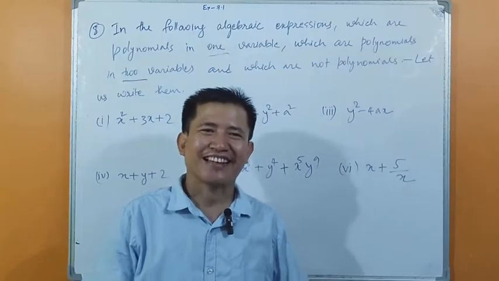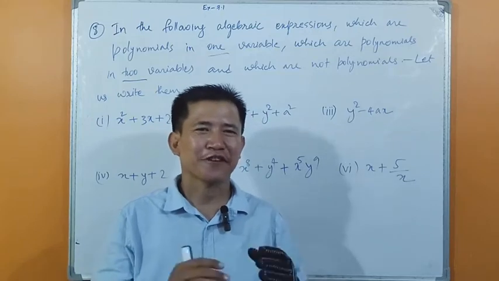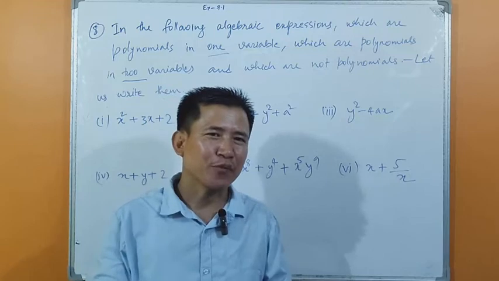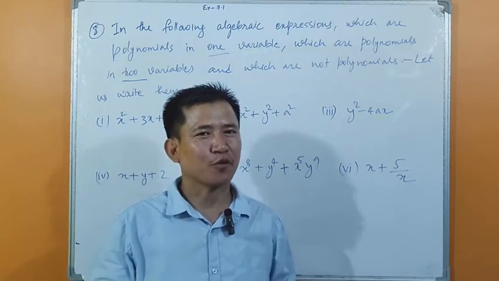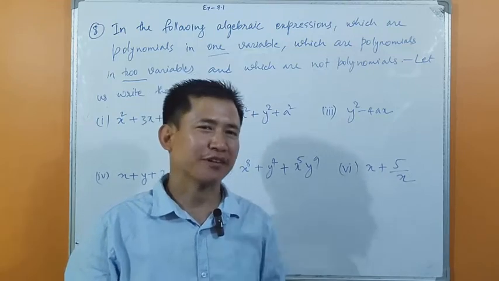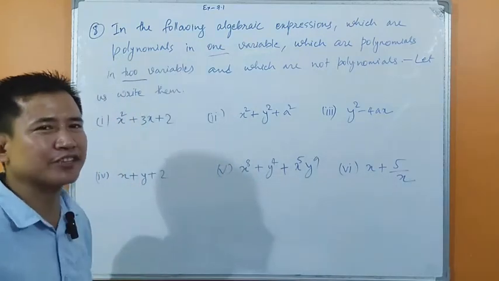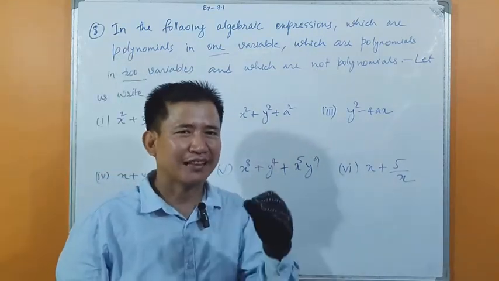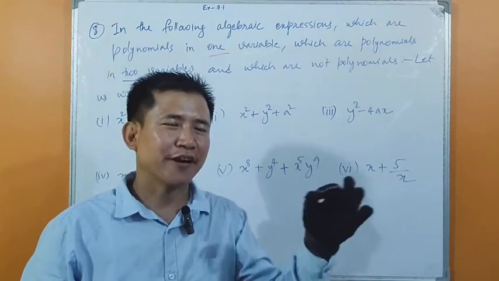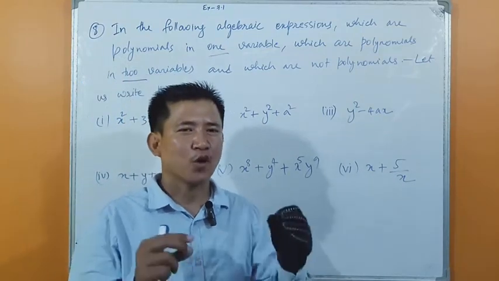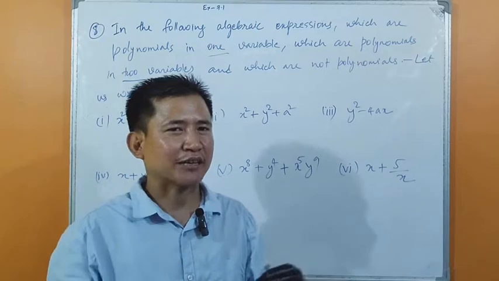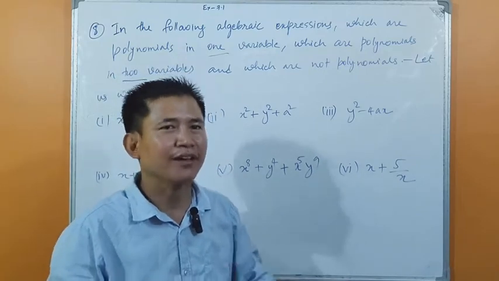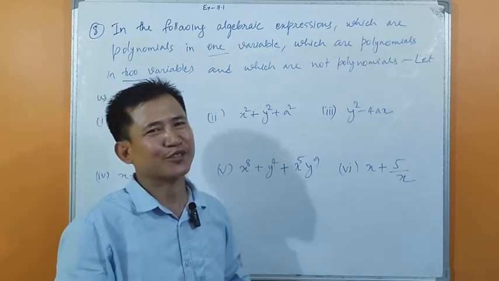Okay students, this is the last question from exercise 7.1. We are doing the Polynomials chapter from the West Bengal Board of Secondary Education, book of class 9. We are about to do this, but before going to this question, let me remind you again, please find the link below in the description where I've explained the concept of polynomials. First, we need to understand the concept of polynomial, then we can easily solve these questions.